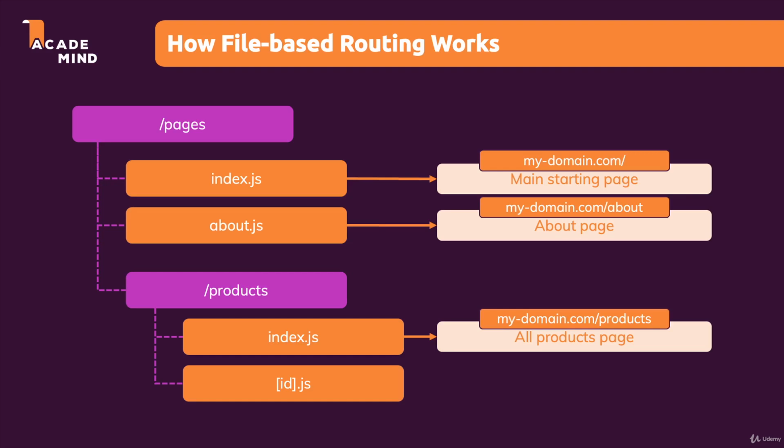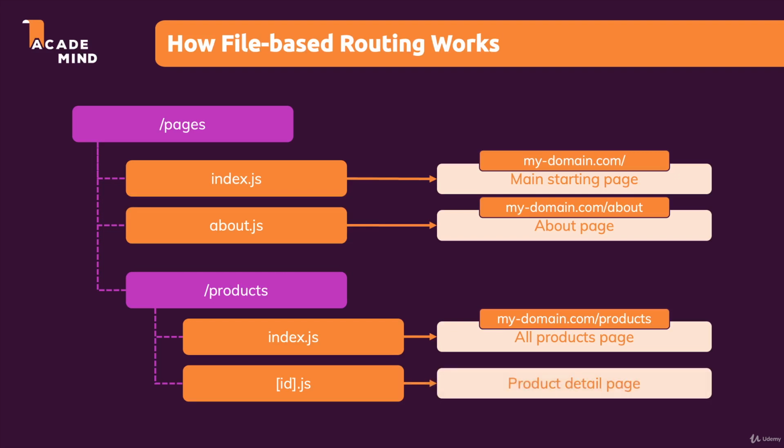Now, what about this strange square bracket file name here? This is a special notation we can use to add a dynamic path. So for example, if we have the product detail page here, so if we show some content for a selected product, then of course we want to show that same page for different products. So our URL would look something like this: our domain.com/products/ and then the ID of a given product. And of course, we can have multiple products and therefore multiple IDs. And that's why this is dynamic. The ID isn't always the same.